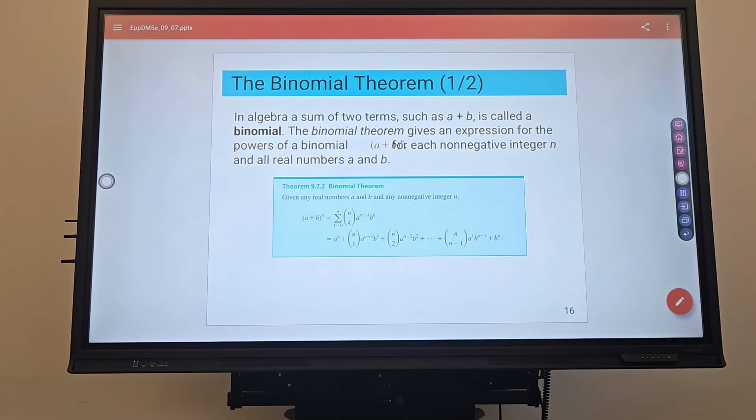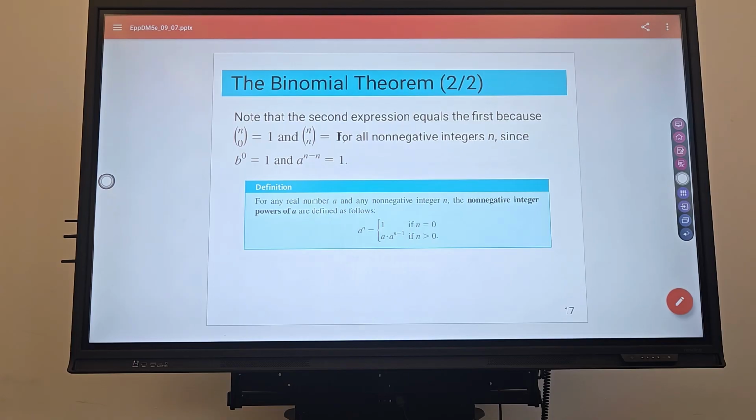So you multiply it out, and the terms of the various powers, or various terms of it, are calculated using n choose 1 to n choose n minus 1.